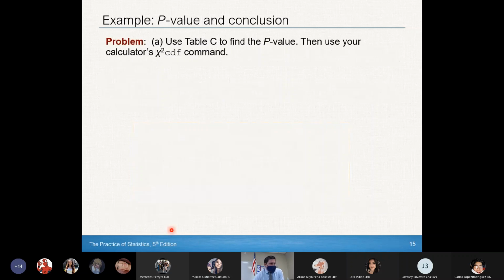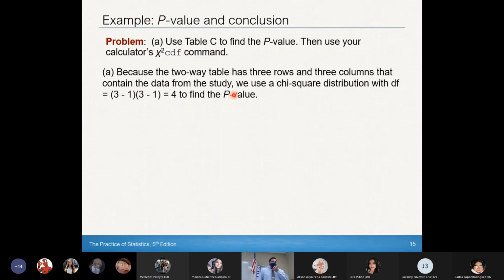We need to use table C to find the p-value. We can use our calculator, the chi-squared CDF command, to get an exact value. Because the two-way table has 3 rows and 3 columns that contain the data from the study, we use a chi-square distribution with degrees of freedom equaling 3 minus 1 times 3 minus 1, equaling 4. So it's 1 less than the number of rows times 1 less than the number of columns to get the degrees of freedom. And then we find the p-value using table C.